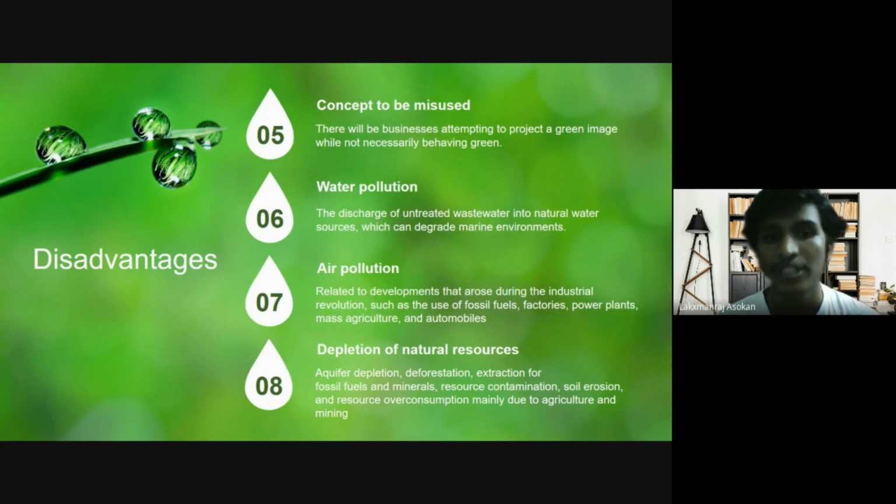And the last part is the depletion of natural resources. All those extractions from the fossil fuels, the minerals and resource contamination, and the overconsumption of resources mainly due to agriculture and mining. Many people think, oh, agriculture is a good thing, it's a green technology, but no, because mass agriculture would also deplete the natural resources. So when you are dealing with green technology, you should also have a limit to it. That's about it, and we'll move on to the conclusion.